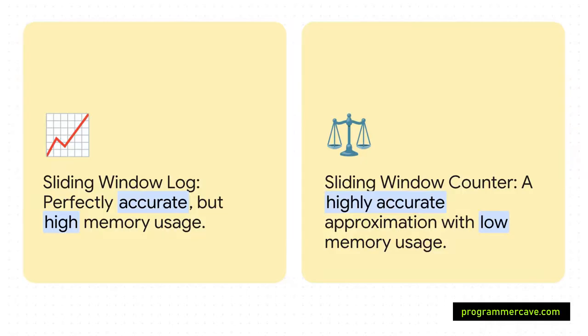And that trade-off leads us to the solution used by most big, large-scale systems, the sliding window counter. It's a really clever hybrid. It tracks the count for the current time window, but it also includes a weighted percentage of the count from the previous window. This smooths out that edge problem we just talked about, giving you a highly accurate result with a really low memory cost. It's a fantastic balanced choice for most production systems.